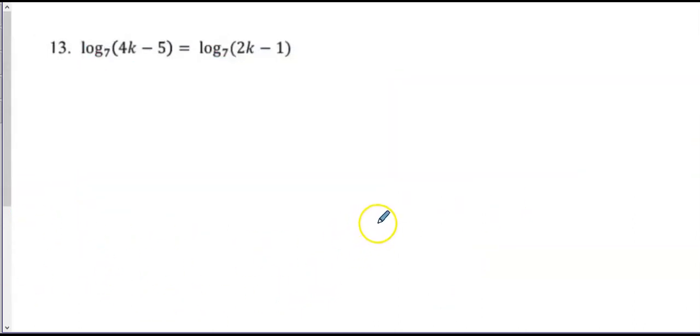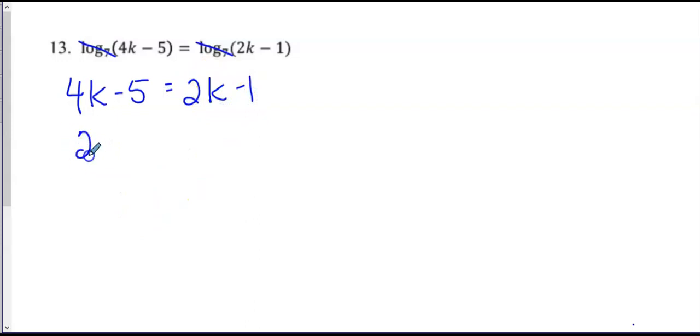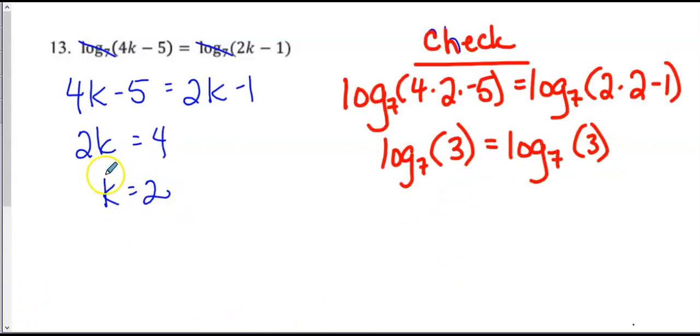Number 13. I still have the same bases. It's log base 7, but it's still the same bases. So I still get to cross these out. Okay, and I'll put my check step up here. Okay, so this was my check step, and it did check out. So k equals 2 is the answer to this one.